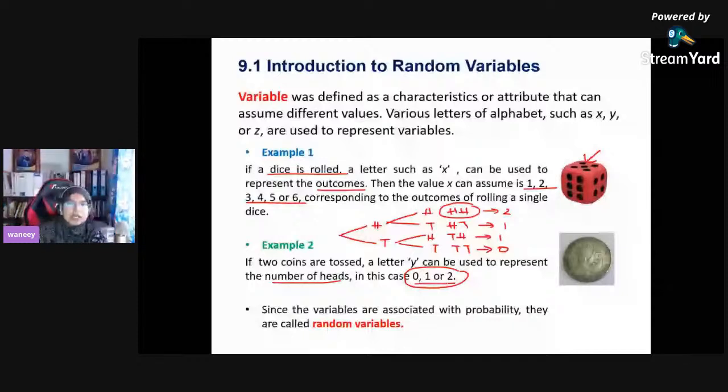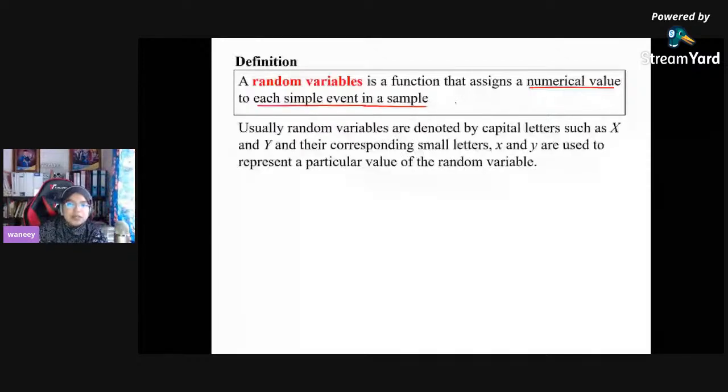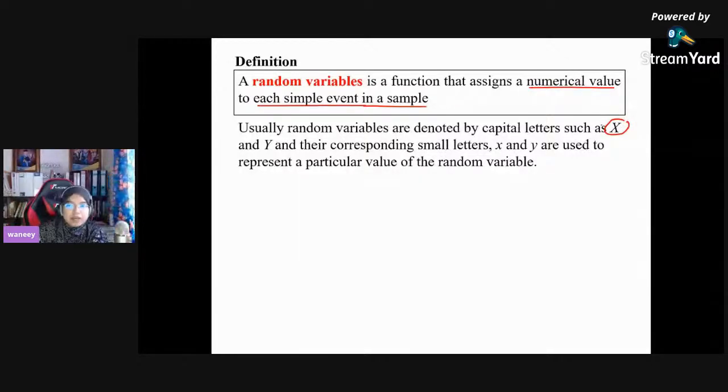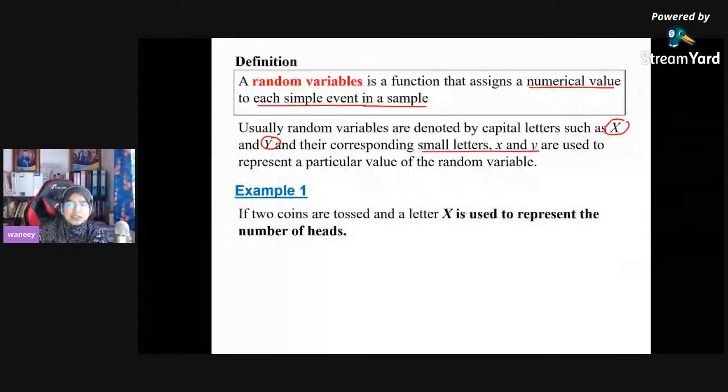Okay, a random variable is a function that assigns a numerical value to each simple event in a sample space. Usually random variables are denoted by the capital letter X. So X is the random variable and Y is the random variable. Normally if you see a capital letter, so capital X, capital Y, those are the variables. And the small letters, small x and y, are used to represent a particular value of the random variable.